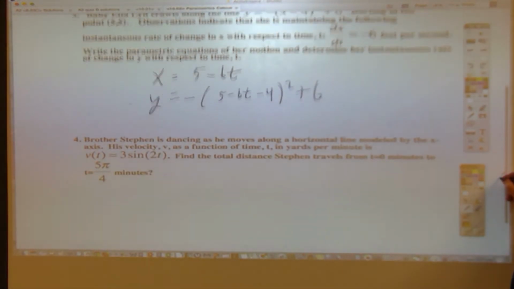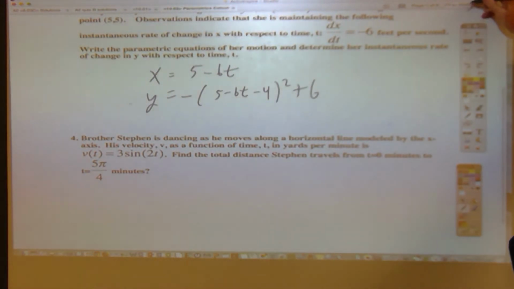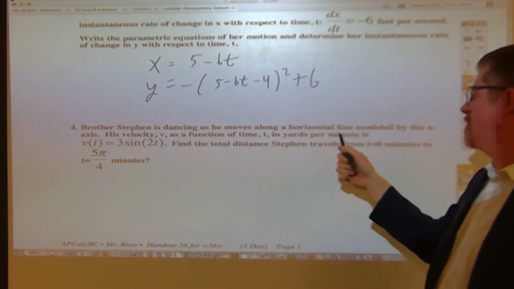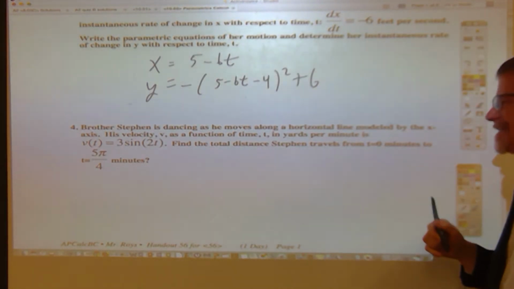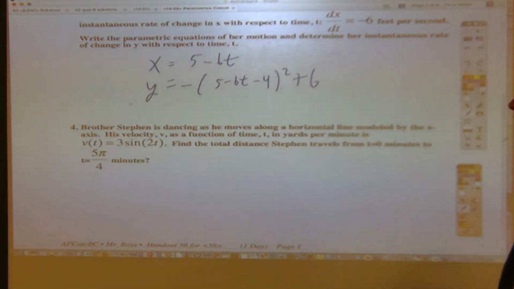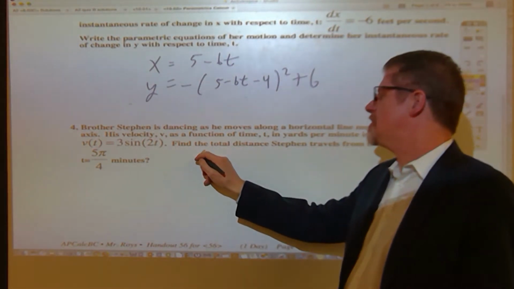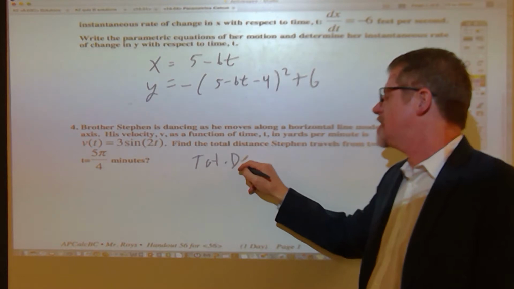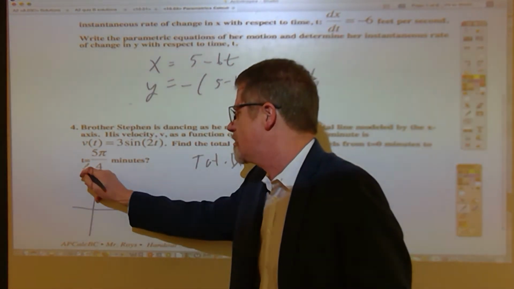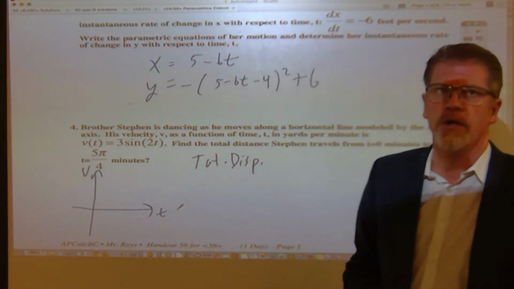Now, her brother Stephen, who's now a senior chemical engineering major at a university here in America, is dancing as he moves along the horizontal line modeled by the x-axis. His velocity as a function of time in yards per minute is given. Find total distance. You've got to watch out on the AP test. Sometimes they ask for total distance. Sometimes they ask for displacement. Look at the graph of this velocity function as a function of time. What's going on with this?